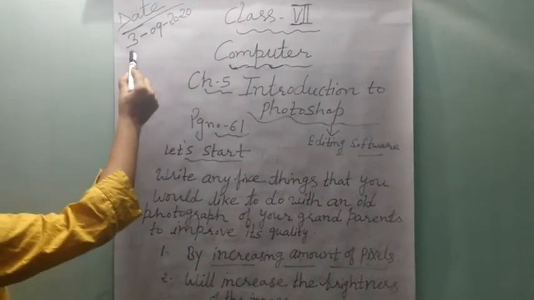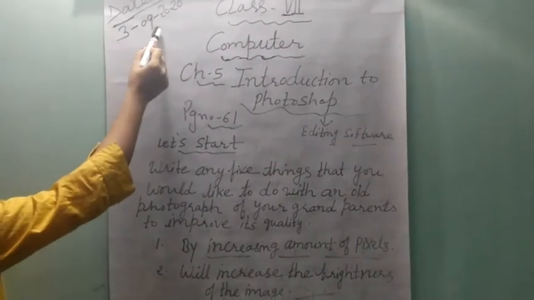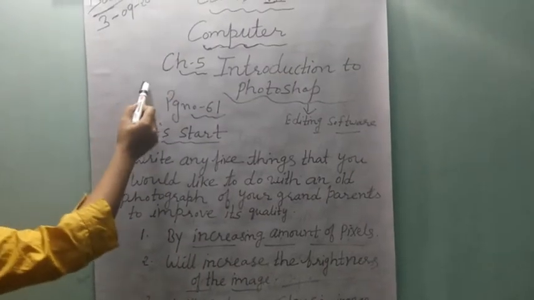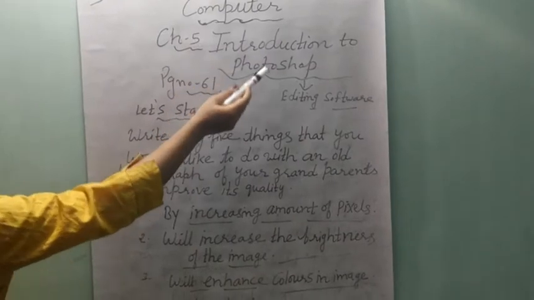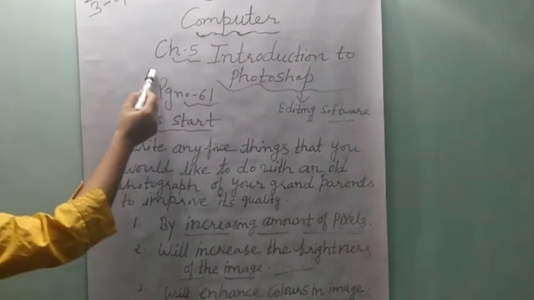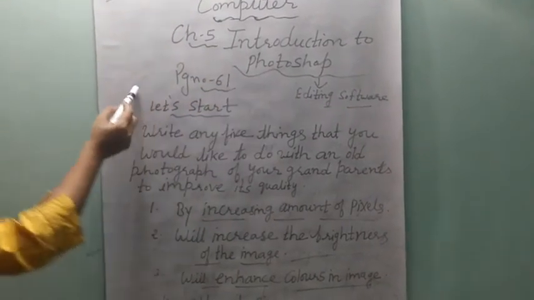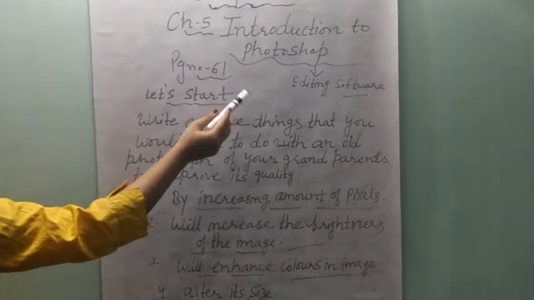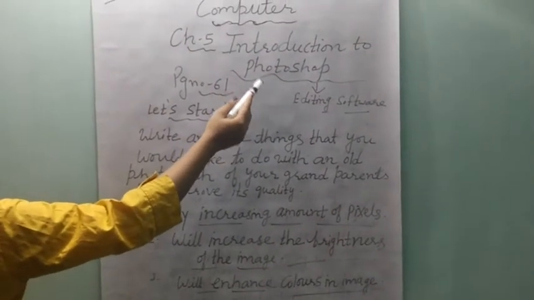Class 7, what's the date today? Today is 3rd September 2020. So, students, firstly, your chapter number 5, Introduction to Photoshop. Today we are going to start a new chapter, number 5, Introduction to Photoshop. Photoshop is an editing software, which means we can edit any picture in this software.